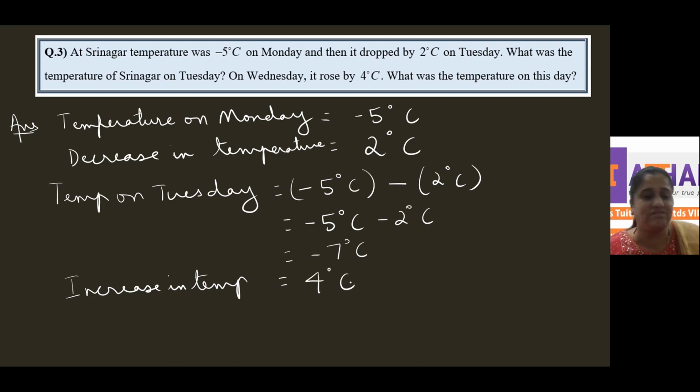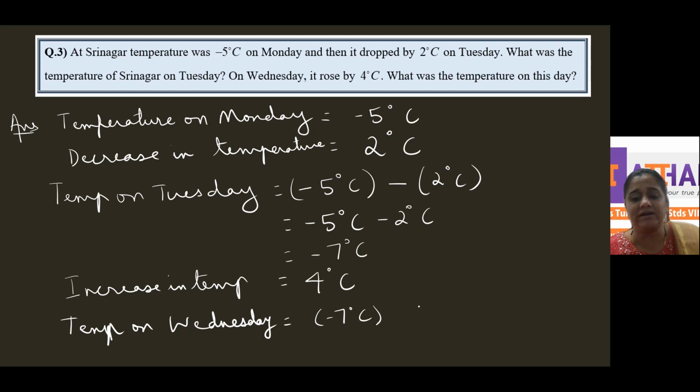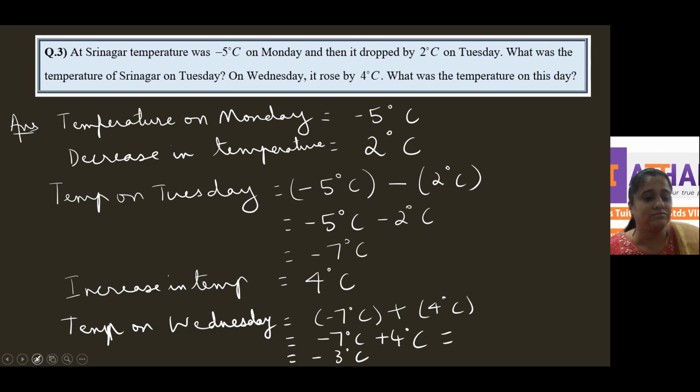4°C. Increase in temperature is 4°C. So now the temperature on Wednesday. Temperature on Wednesday, yes, Dhanvin, is equal to? -7 plus 4°C. -7°C in a bracket, 4°C in a bracket, and then you should add. So that is -7°C plus 4°C, which is what's the answer? -3°C. Very good. Is this understood?